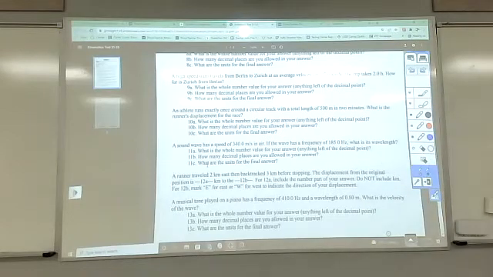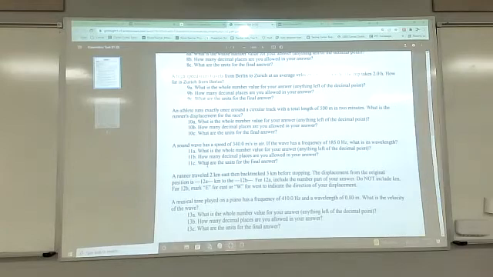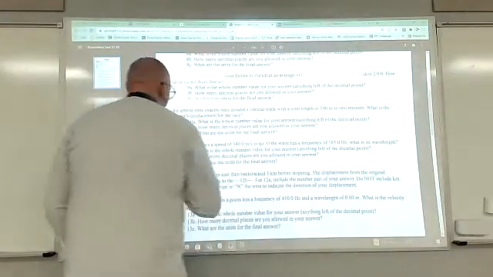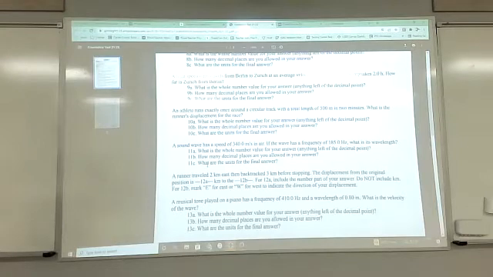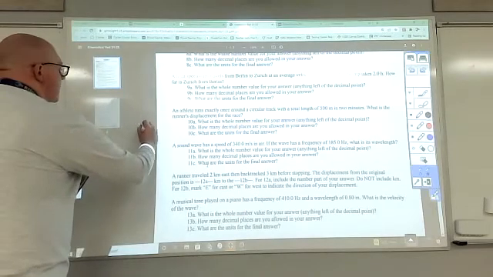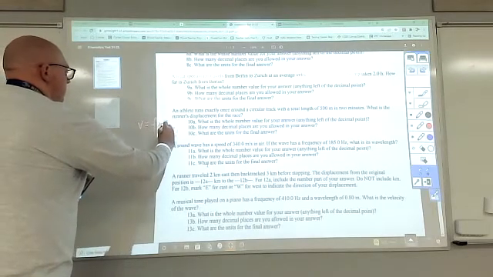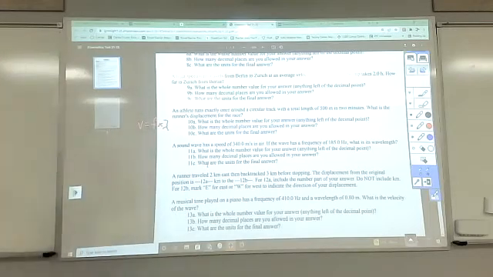Number 11. A sound wave has a speed of 340 meters per second in air. If the wave has a frequency of 185.0 hertz, what is its wavelength? Okay. This is a wave velocity equation. So I'm not going to use velocity equals displacement over time. Rather, I'm going to use velocity equals frequency times wavelength. And that was included on your reference page.